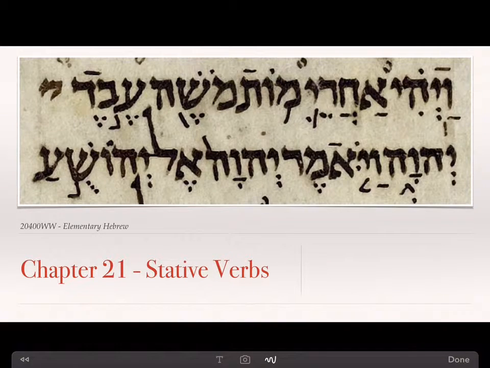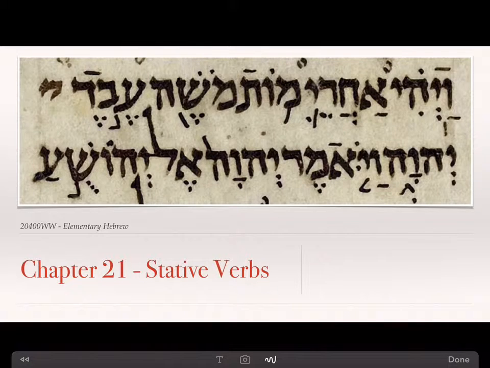Welcome to chapter 21, where we discuss the stative verbs. These are a series of verbs in Hebrew that express a state of being. So we're going to see things like kaved, the state of being heavy. It's the same word that we get kavod with glory, a heavy, weighty glory of God. But it can also be a verbal form, the state of being heavy, or something like katon, the state of being small. So these are verbs that express a state of being, and we do treat them a little bit differently as it relates to their morphology.